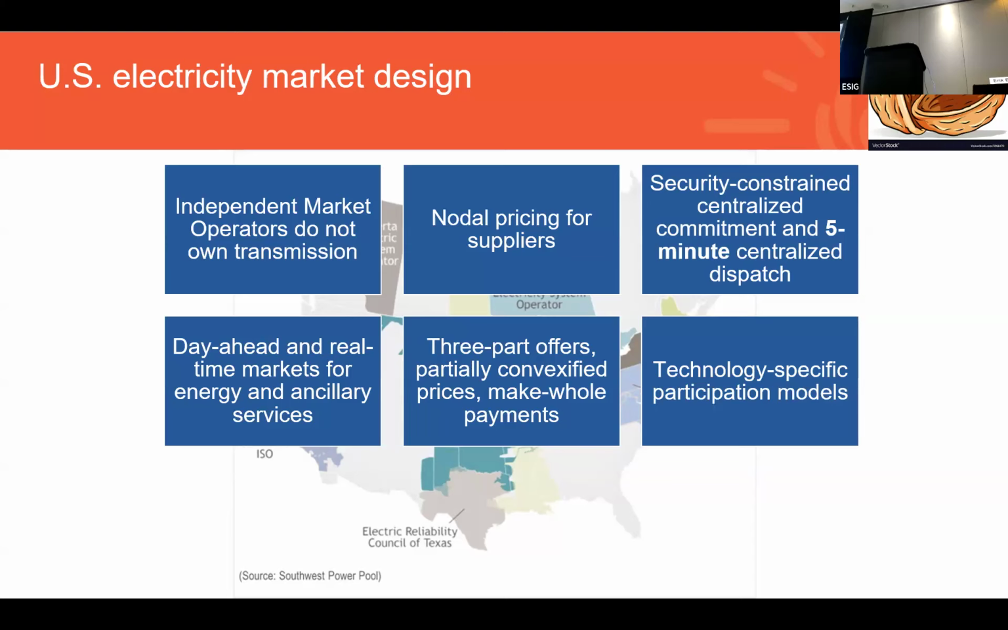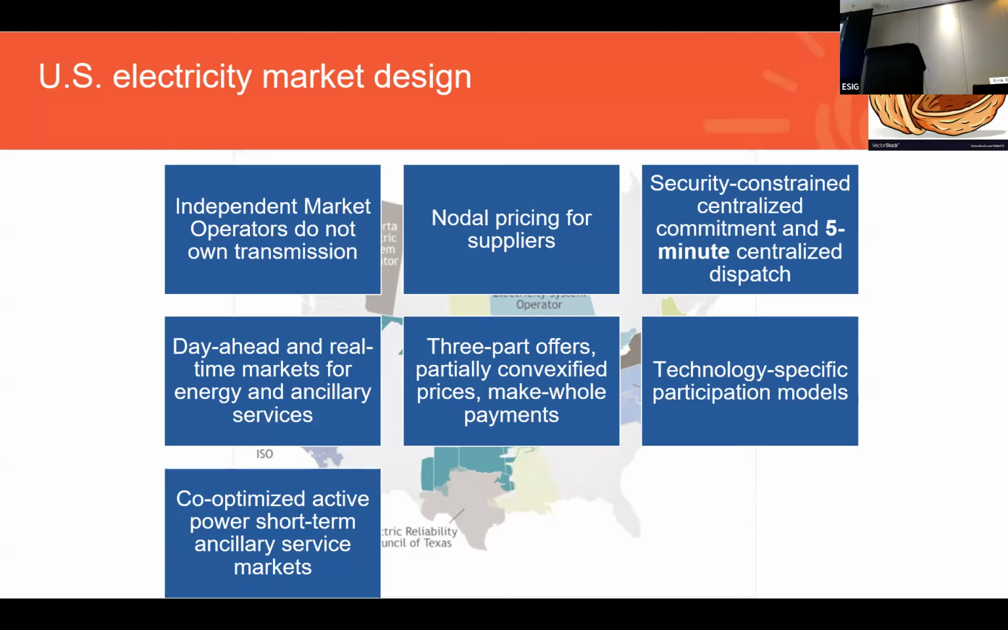All of the regions have technology-specific participation models. So things like the generator participation model, renewable resource participation models, energy storage resource participation models, really getting that technology characteristics so that they're built within the market clearing. I think that's another difference we'll hear between the US and Europe.